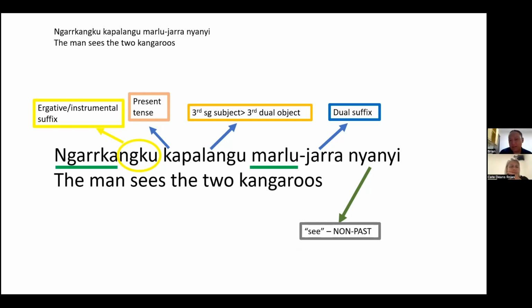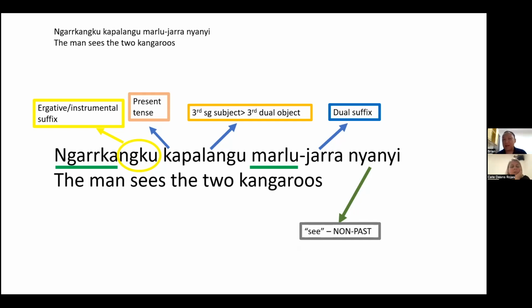So the second word is always the auxiliary, in this case the present tense, kapalangu. So the ka part shows it's present. The palangu part, as you can see here, it's actually a third person subject doing something to a third person dual object. So it's one guy doing something to two things. That's all that information crammed into kapalangu. And then who is doing what? That's when the case system comes in.